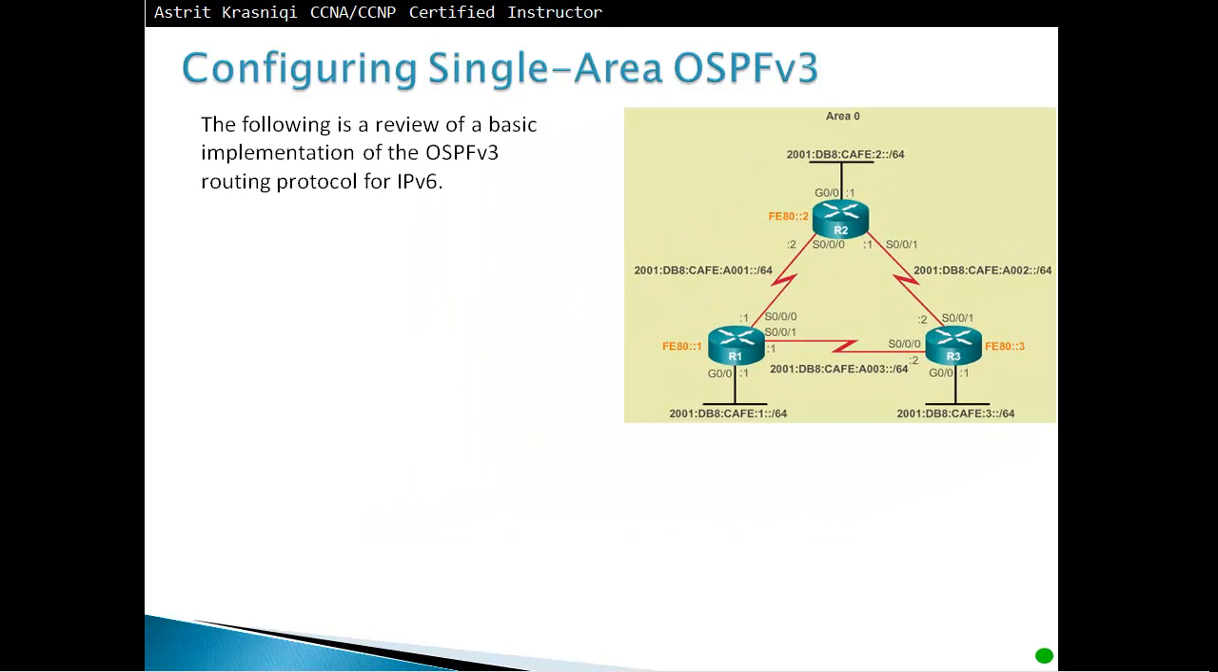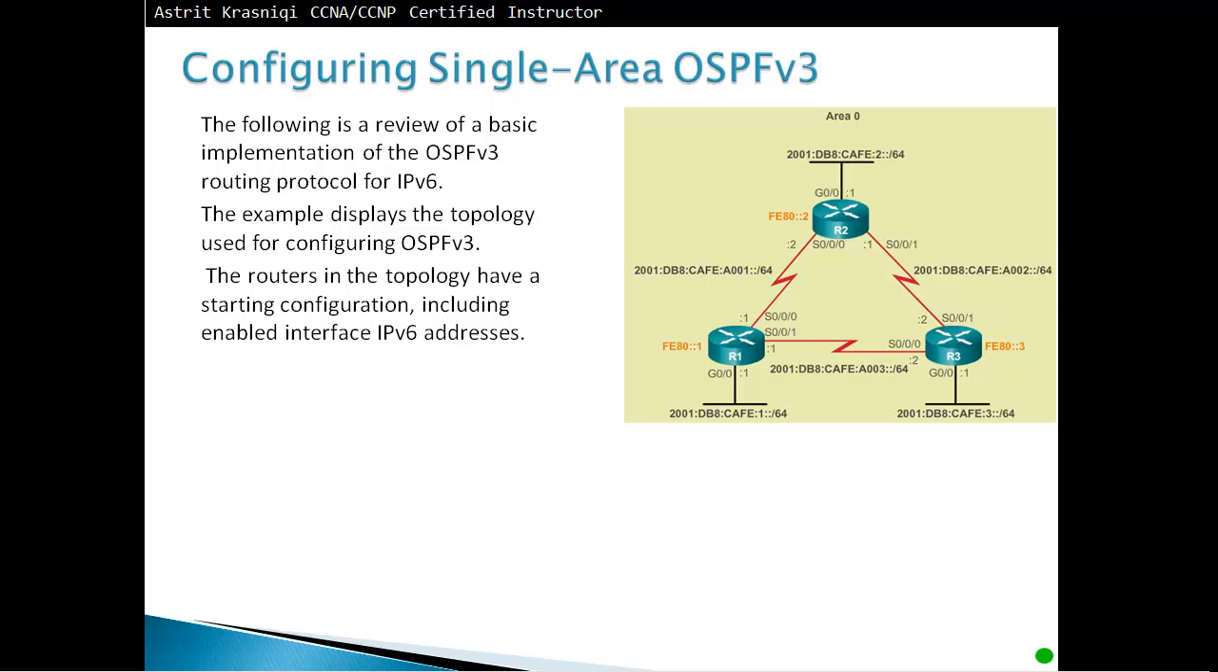The following is a review of the basic implementation of the OSPF version 3 routing protocol. The example displays the topology used for configuring OSPF version 3. The routers in the topology have a starting configuration including enabled interfaces and IPv6 addresses, so everything is being configured correctly. We have IPv6. Make sure you don't make mistakes on the letters and numbers and so on. There is currently no static routing or dynamic routing configured.